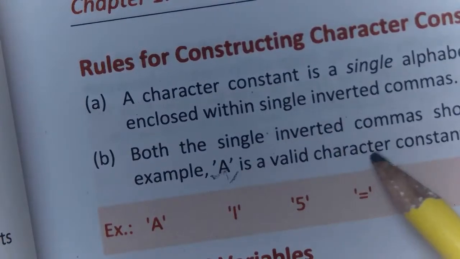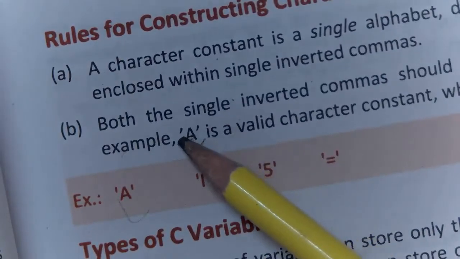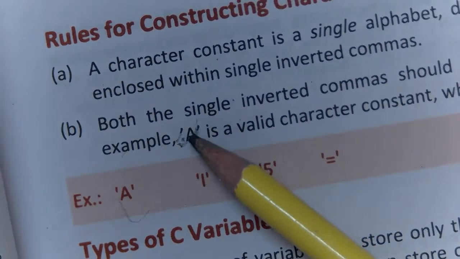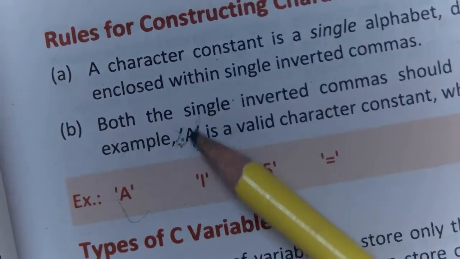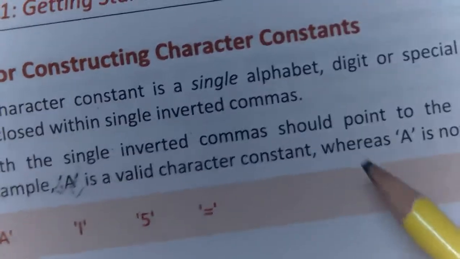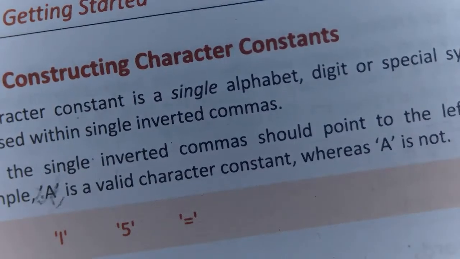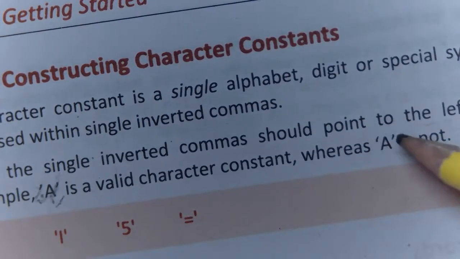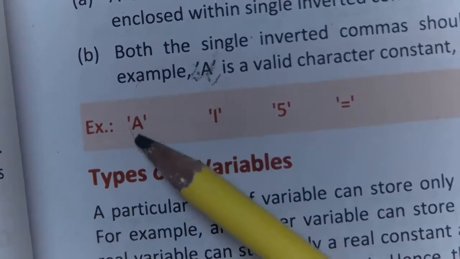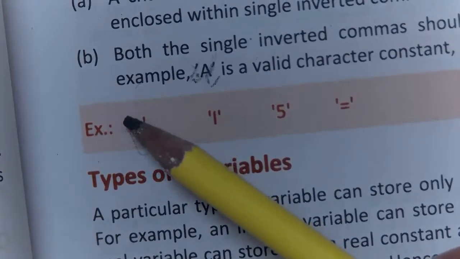Okay, it says that the single inverted comma should point to the left. For example, 'A', pointing towards the left, is a valid character constant, whereas this one is not. So when we are writing this, A, I, 5 equal to.